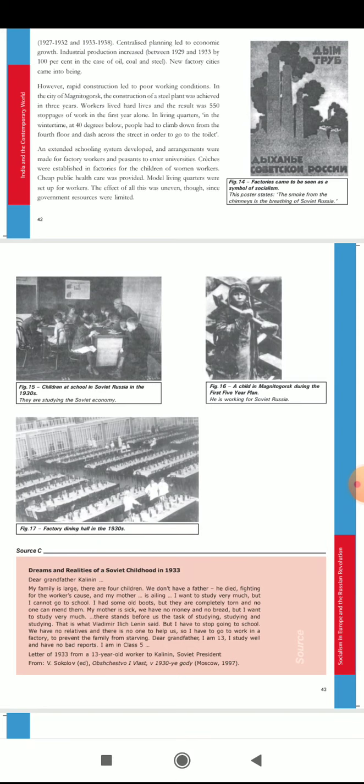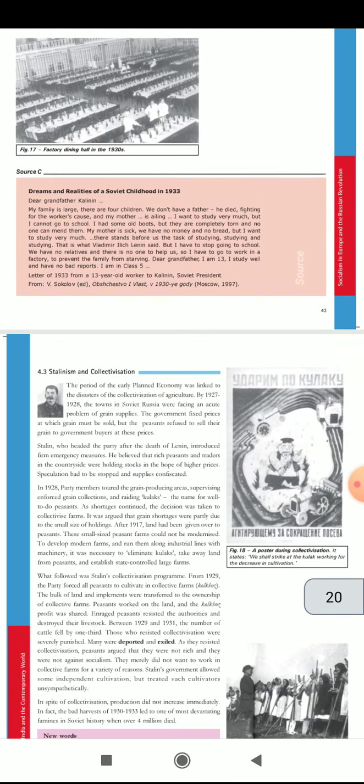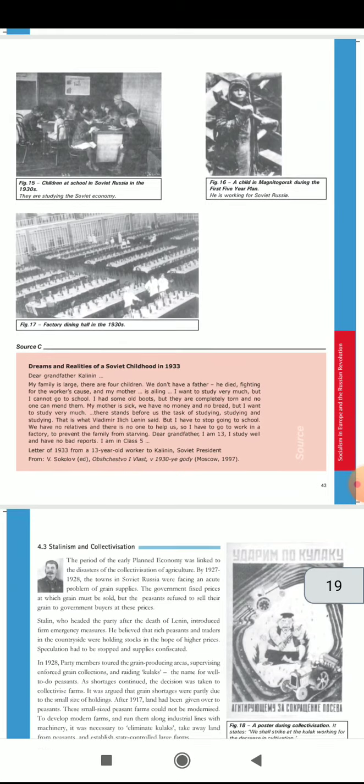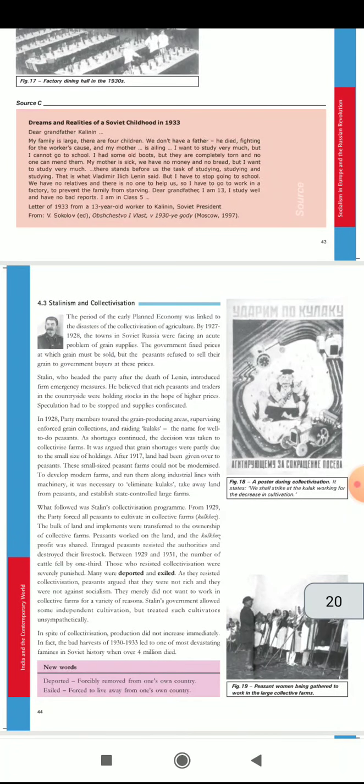The next topic is about Stalin's collectivization. We will talk about this topic tomorrow. What 2 topics have we covered today? The civil war, and then we talked about making a socialist society. Based on these 2 topics I am sending question answers also. So students, please do write that. Till then, keep learning and take care.